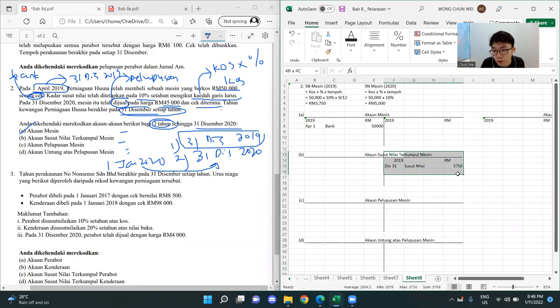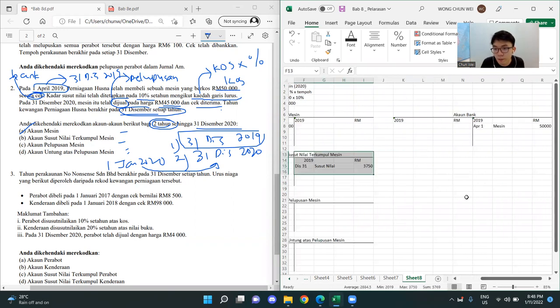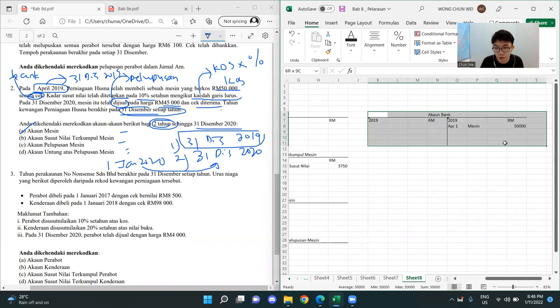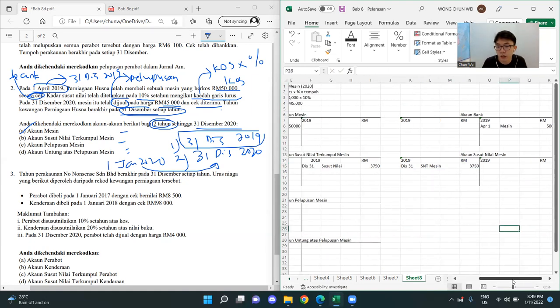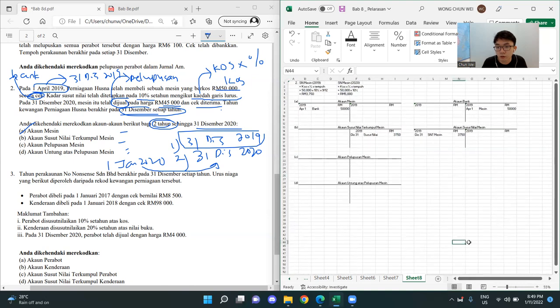So since we credit, what do we debit? Kita always debit susut nilai. So if you have an account, susut nilai machine, here we will debit it on December 31st. This is SNT machine, which is susut nilai terkumpul machine, 3,750. See? So this is how you record.